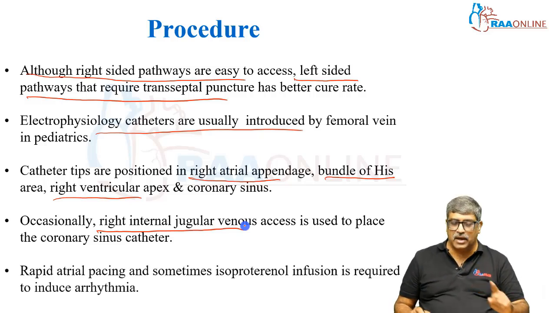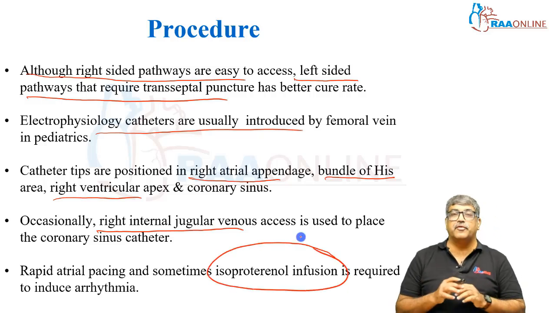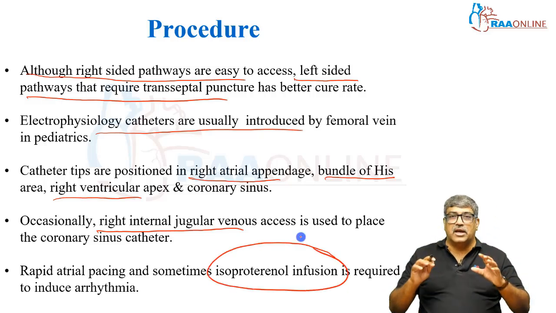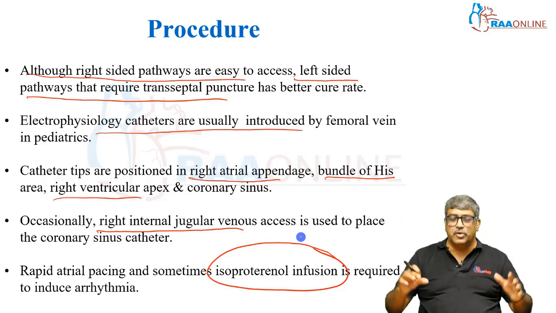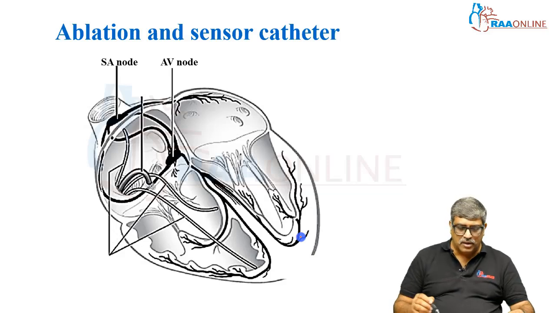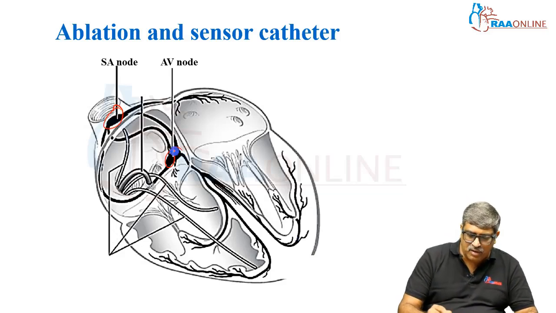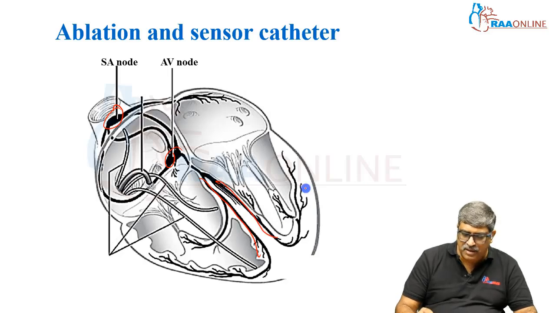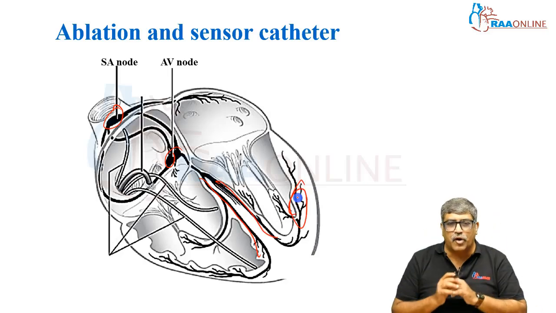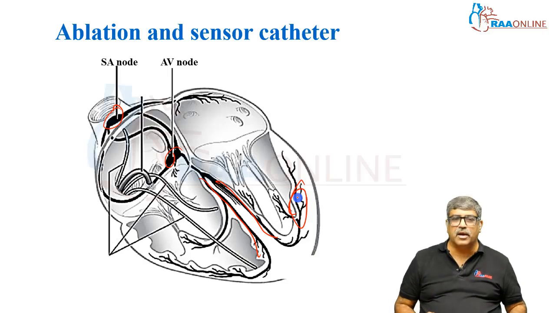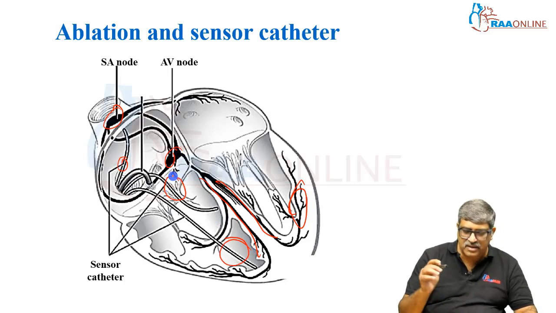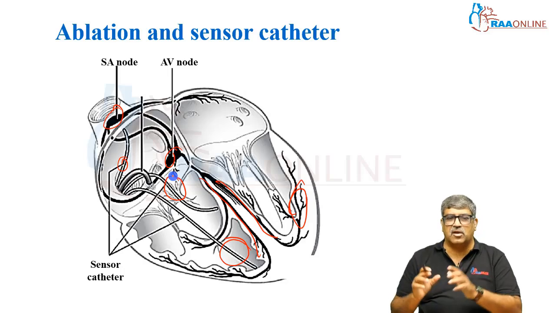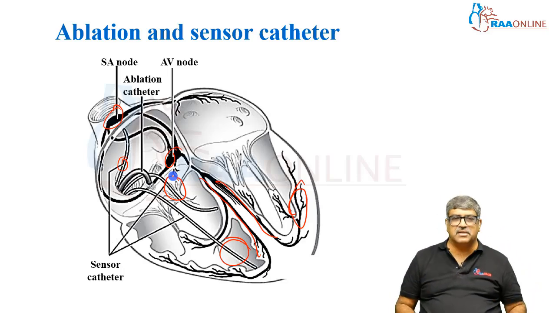Rapid atrial pacing and sometimes isoproterenol infusion is required to induce the arrhythmias. You pace at a fast rate or you give a bolus of isoproterenol to induce arrhythmias. Here, this is the SA node and the AV node, and you have the right and the left bundle, and this is the Purkinje fiber. This is the normal conduction pathway. And the sensory catheters are placed in the right atrium, right ventricle, coronary sinus and the bundle of His. These are all the places where you place the sensory catheter.